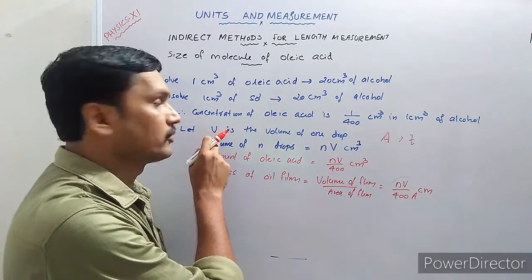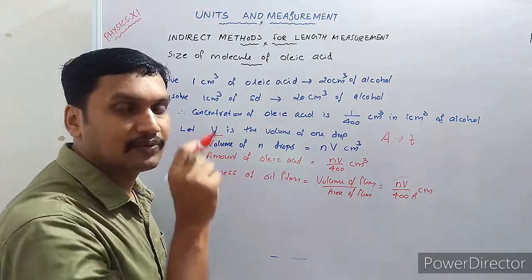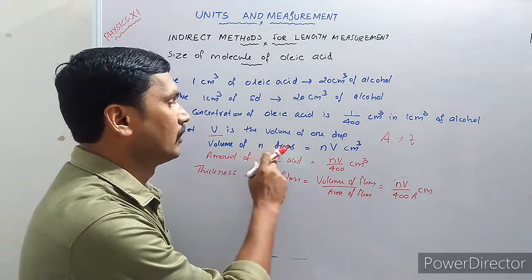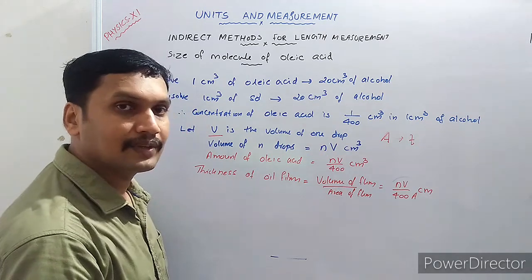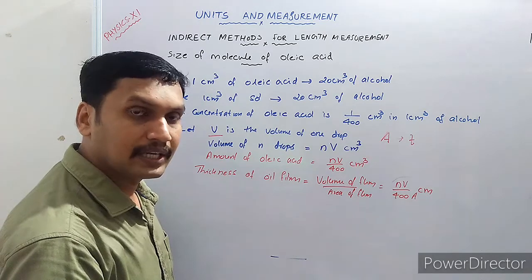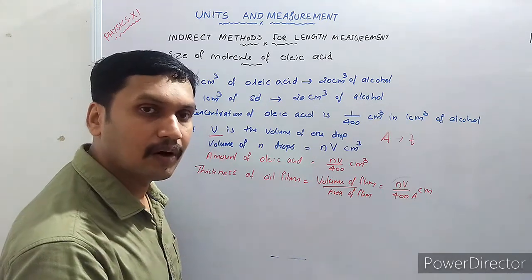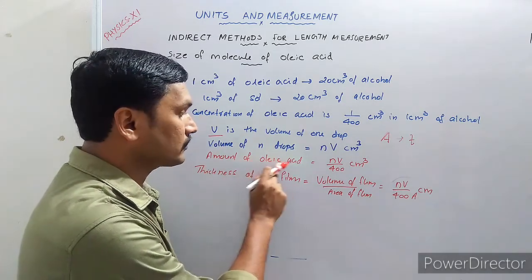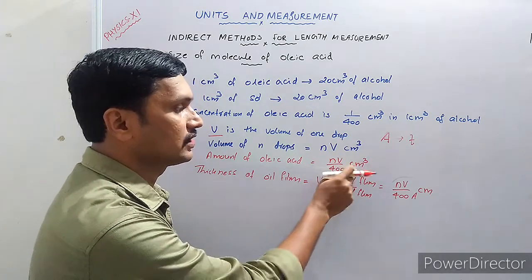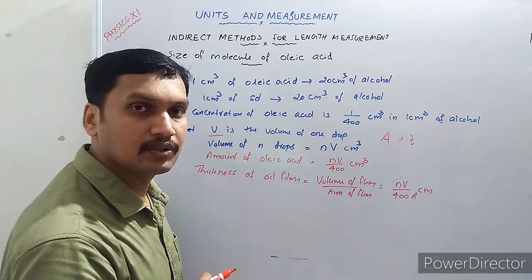Before pouring, suppose we measured the volume of each drop of oleic acid solution as V. If we pour n drops of solution into water, the total volume is n into V centimeter cube. But in 1 centimeter cube of such solution, we have only 1 by 400 centimeter cube of oleic acid. So the amount of oleic acid is nV by 400 centimeter cube.